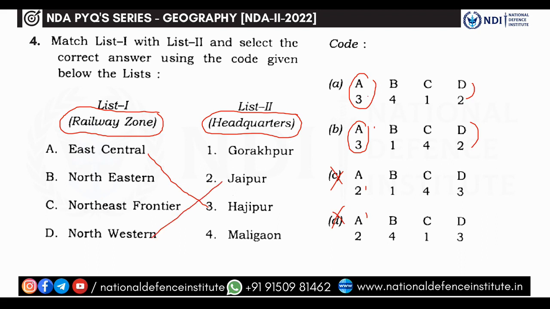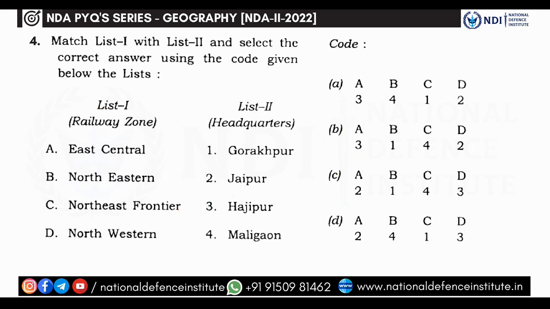And next one is North Eastern, which is Gorakhpur. Northeast Frontier is Maligaon. So with that option, you can go ahead. So when B is matched with 1, you have to choose between B and C now. So B is matched with 1, the answer is B. So this is how you can easily attempt your match the following questions. Alright. So let's go with the next question.